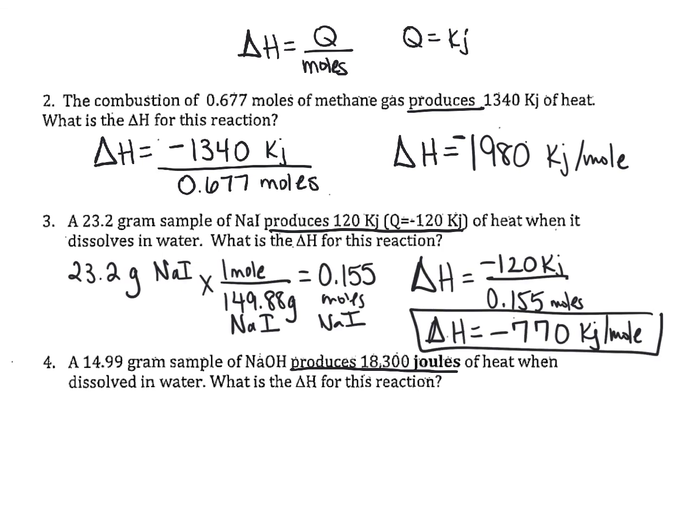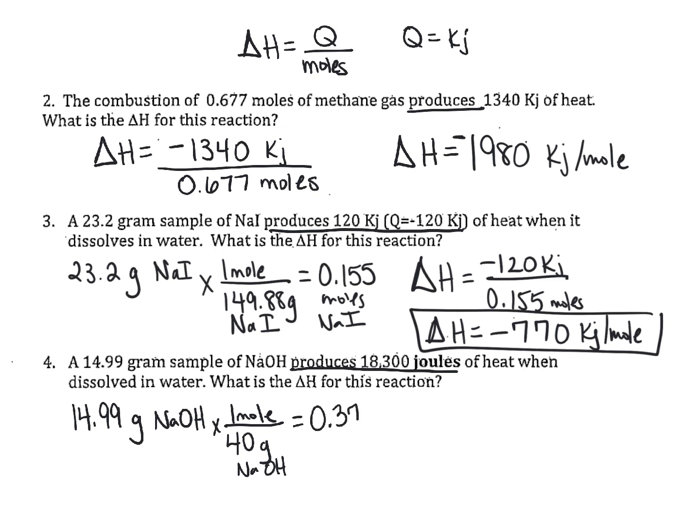Now number 4 is a little bit more complicated as well. Again, we have to take that 14.99 grams of sodium hydroxide and convert that to moles. And again, we know that 1 mole is equal to the molar mass, which we can figure out by looking on the periodic table. I'm sorry, our molar mass is 40, which gives us 0.375 moles. So now we can calculate our delta H.